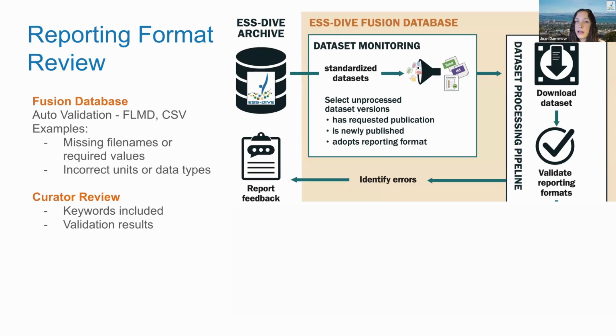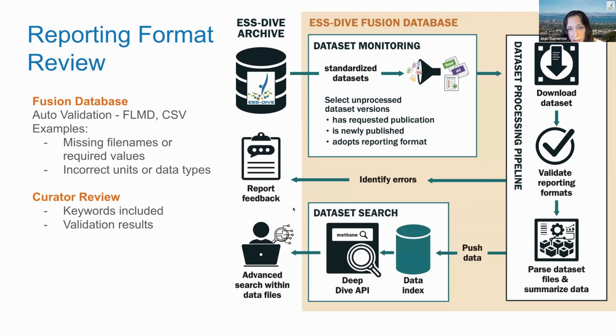And what these do is provide a description of each file and also all of the variables included in CSV files, and formatting of CSV files so that they are machine readable and can be parsed and indexed. So this automated validation will flag errors like missing file names or required values, incorrect units or data types in the files. The Fusion database then parses the dataset files that pass all the validation checks and pushes those to a data index that allows searching data and variables within files.